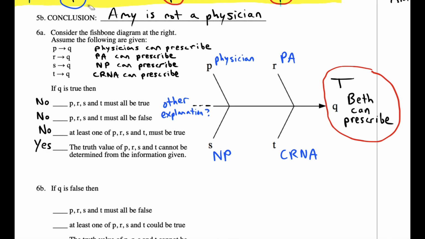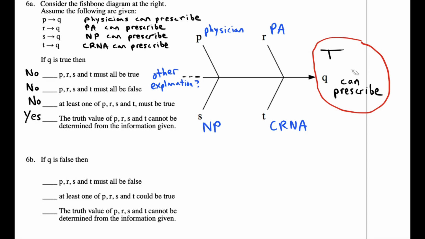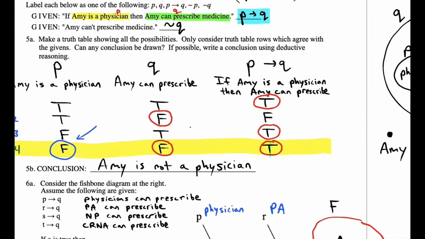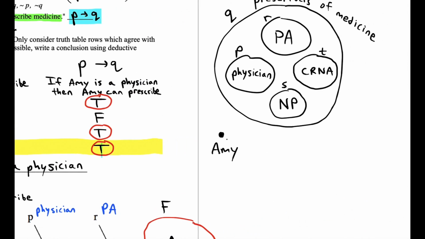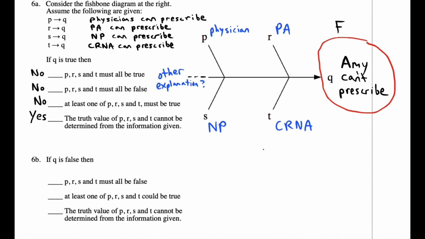Now let's switch the situation around though, because now they're saying, what if Q was to be false? So I'll bring back Amy for that example. See, Amy, she can't prescribe. And that would mean that Q was false. And Amy, remember, is outside the Q bubble. Which one's true out of these choices? Must it be that P, R, S, and T have to all be false in this case?